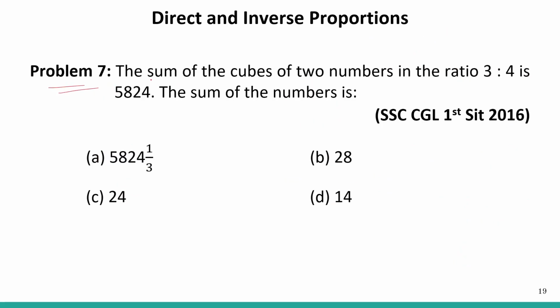So problem number 7. The sum of the cubes of two numbers in the ratio 3 is to 4 is 5824.